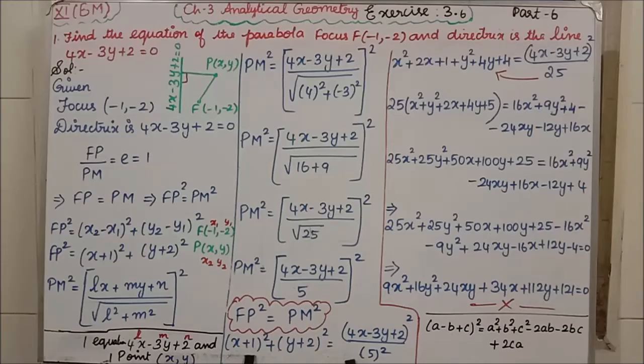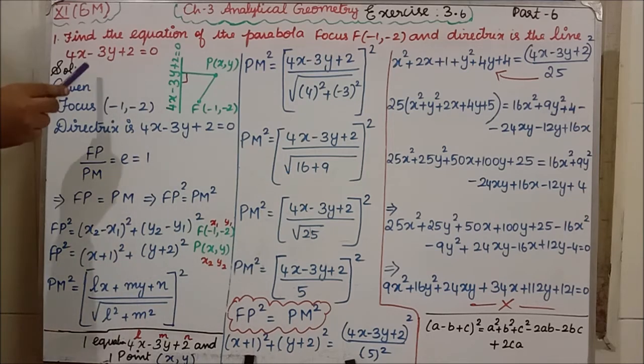Clear? Students, in exercise 3.6, the first problem we'll see now. Find the equation of the parabola. We have to find the equation of the parabola. We are given the focus F minus 1 comma minus 2, and the directrix is the line 4x minus 3y plus 2 equal to 0.